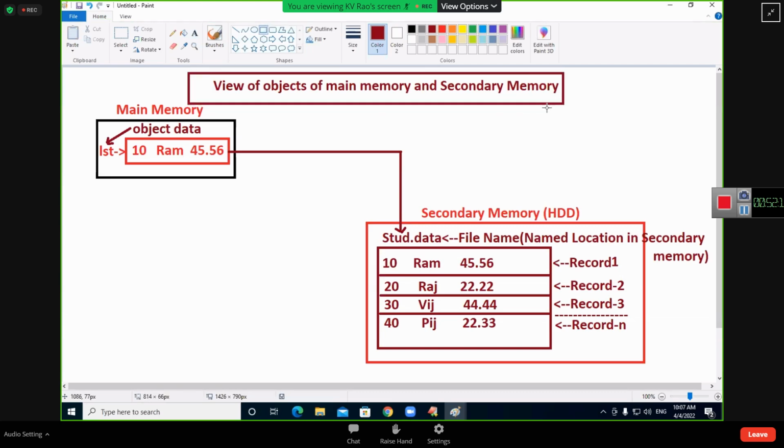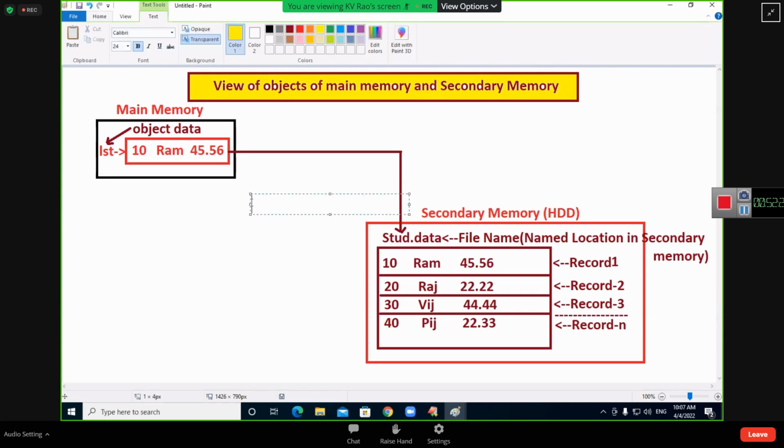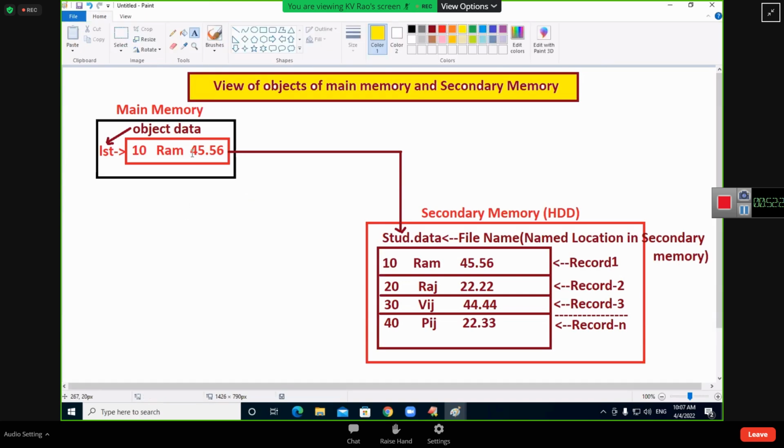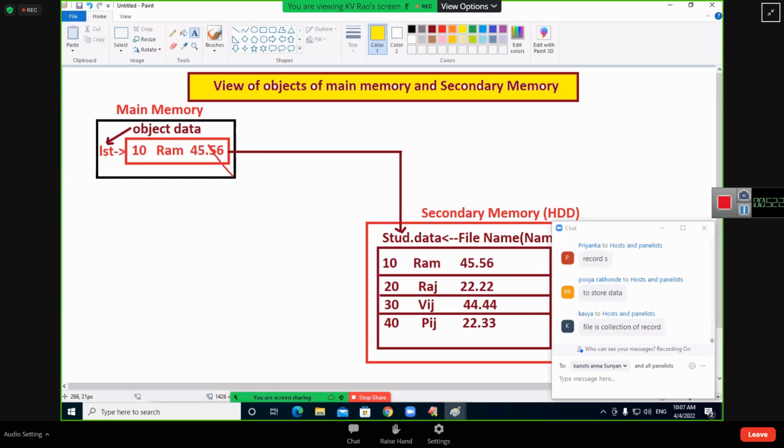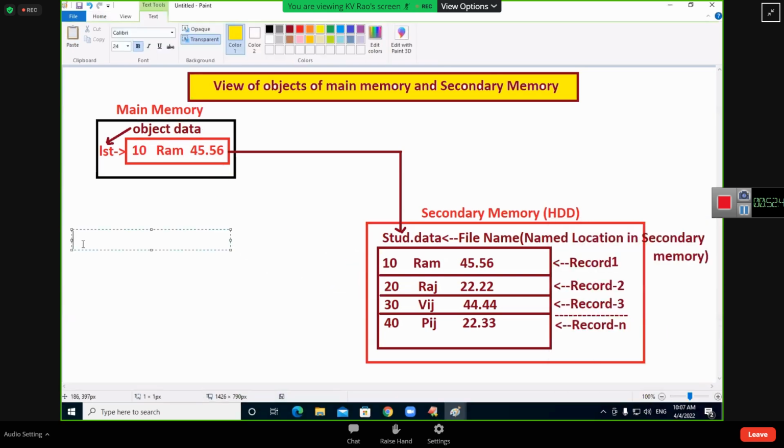I hope you are understanding this point. I am giving the clarity here. Objects of main memory will become what? A record. If I bring my object from main memory, it becomes a record. If I bring the record from a file of secondary memory into the main memory, it becomes what? An object.